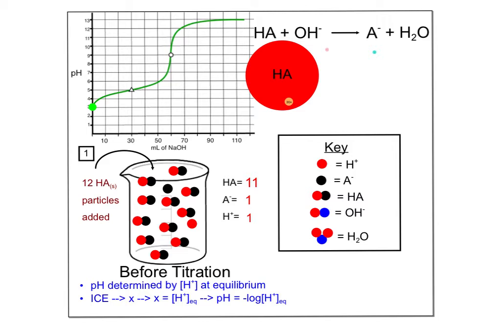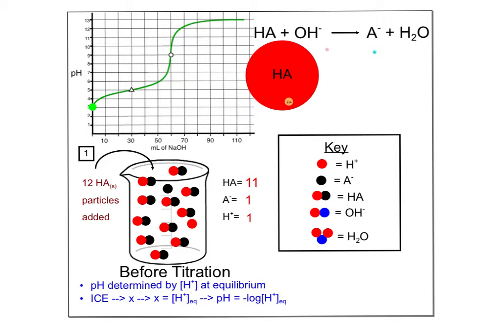So how do I figure out the pH? Well, I haven't added any of the NaOH yet. So really, this is just a weak acid equilibrium problem. You can first of all draw this picture and tell me how much is in there. But before the titration, the pH is going to be determined by the concentration of H plus at equilibrium. So how do I figure that out?